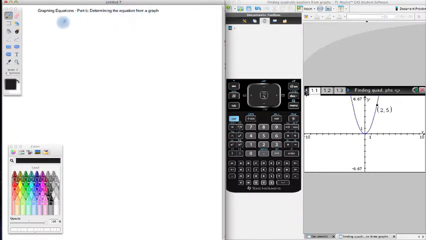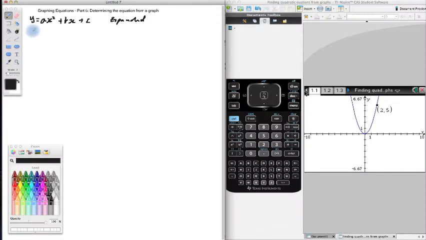So before we start we need to remember we've got three forms that quadratics can be written in. The first and most common is the expanded form, which is y equals ax squared plus bx plus c. So we'll call that expanded form.